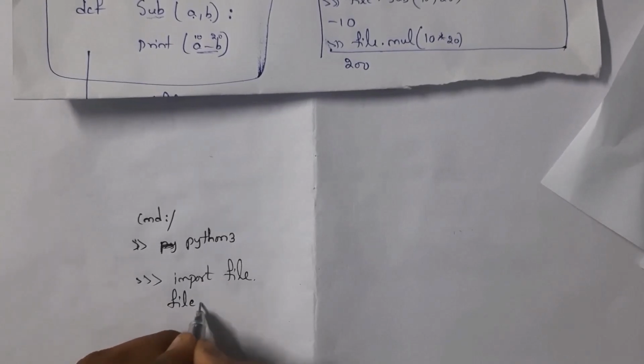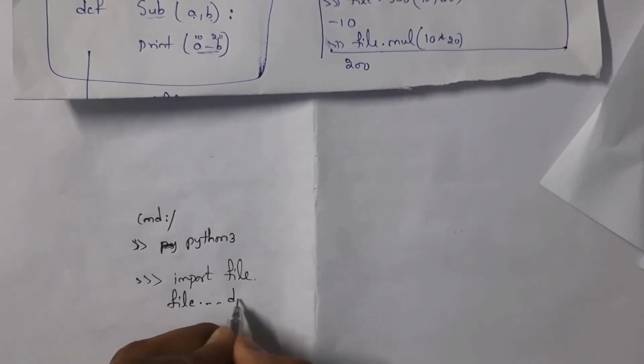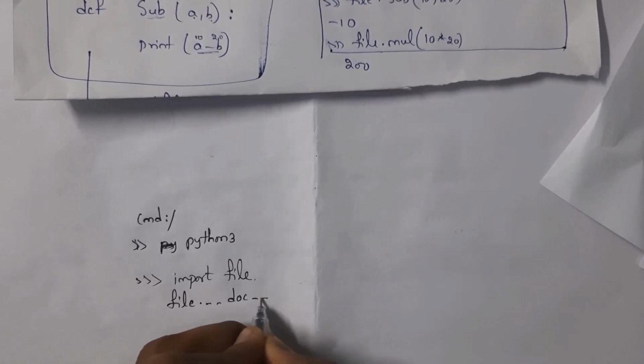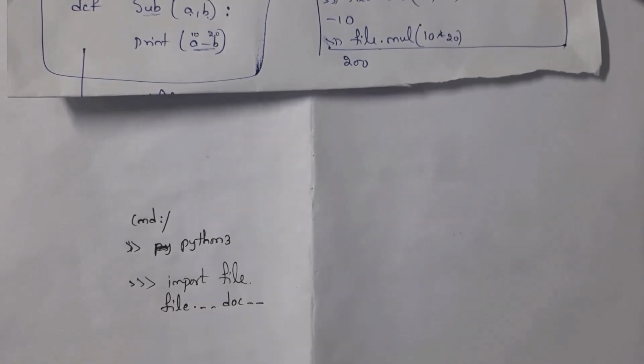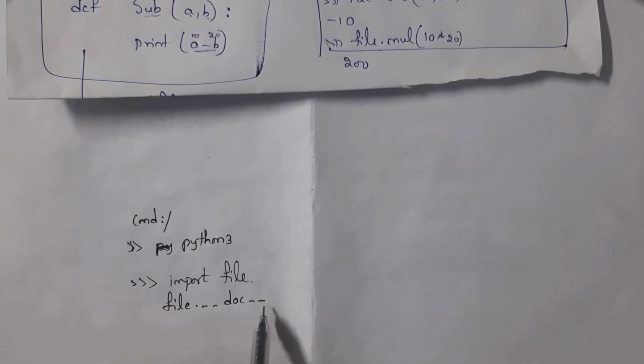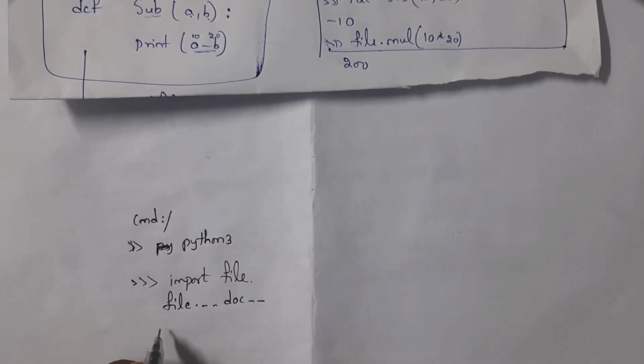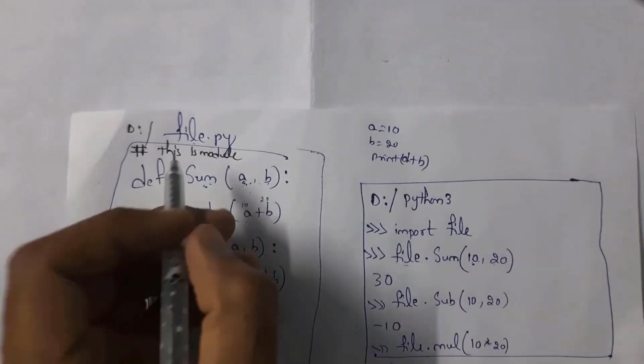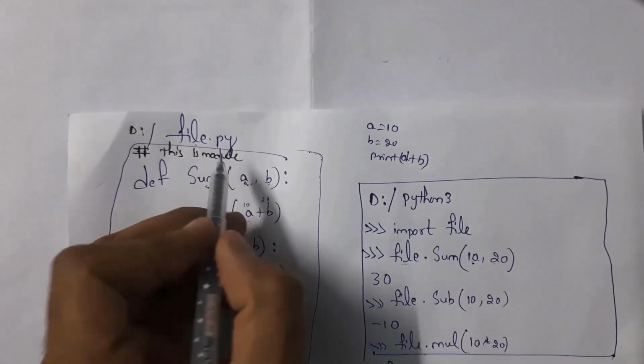Next I am writing file, that is the module name, dot __doc__, where doc stands for document string. Whatever comments are present inside my module file.py, it will display all those comments. So whenever you write file.__doc__ and click enter, you will get output. This file contains only one comment, that is, this is module. So you will get output, this is module. So in order to find any comments present in my module, you can use the doc attribute.